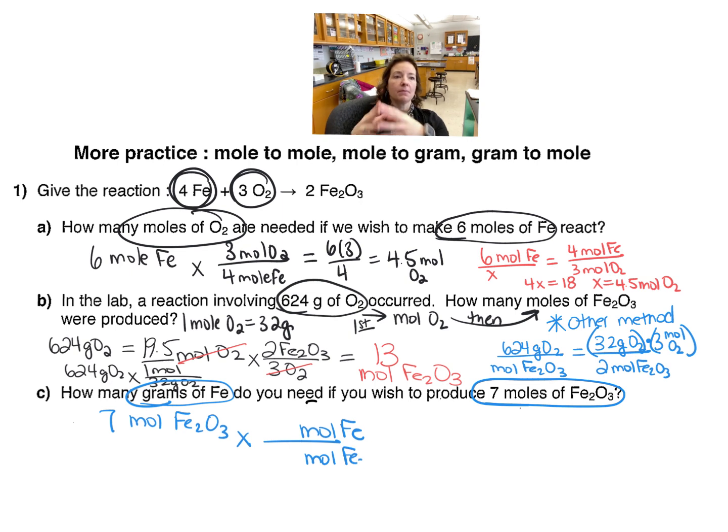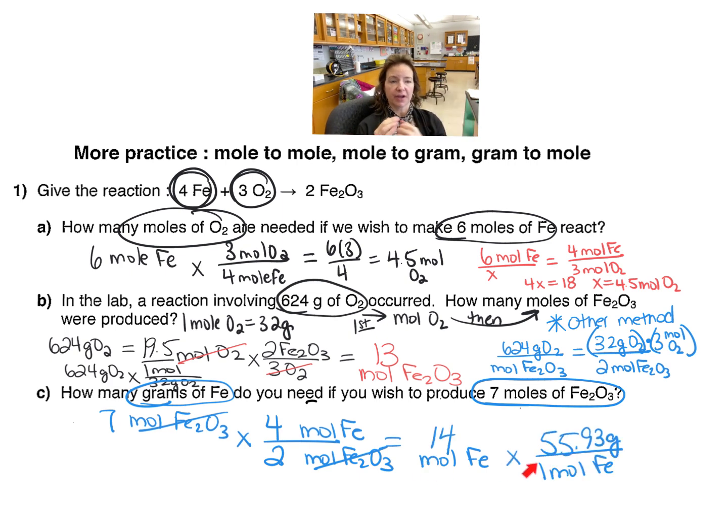So I've got my moles of iron oxide. I'm going to put 2 moles of iron oxide on the bottom. I'm going to put 4 moles of iron on the top. That's going to get me over to iron. Now, I need to find how many grams of iron. So now I'm going to use the molar mass of iron in order to find out how many grams of iron I have. And so that means that I'm going to multiply by the molar mass, and I'm going to get 783.02 grams of iron.